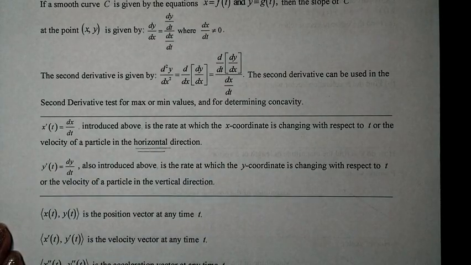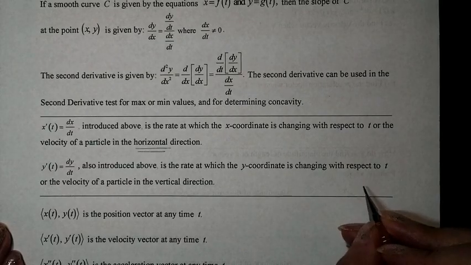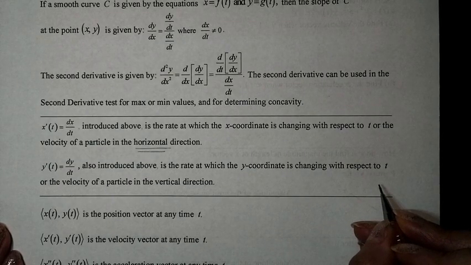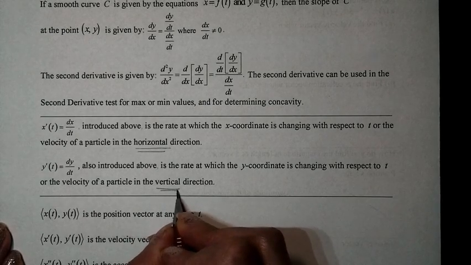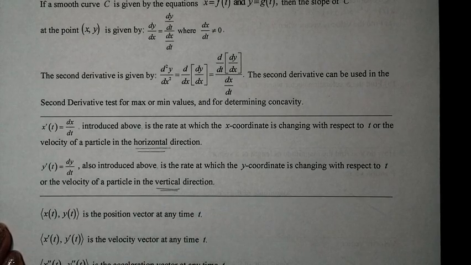Okay. Similarly, we have that y prime of t is equal to dy/dt, also introduced above, and this is going to be the rate at which the y coordinate is changing with respect to t. In other words, the velocity of a particle in the vertical direction. We are talking about the vertical direction because we know that y represents the y-axis.